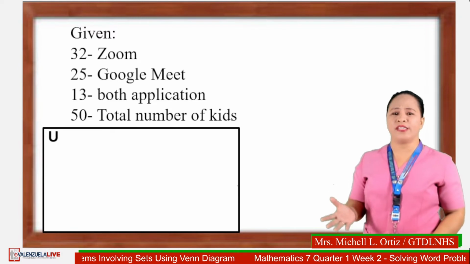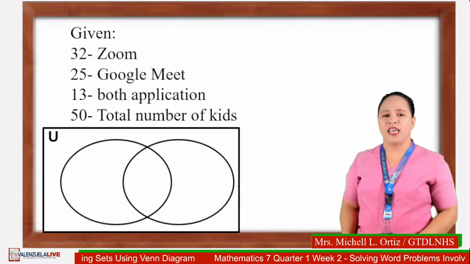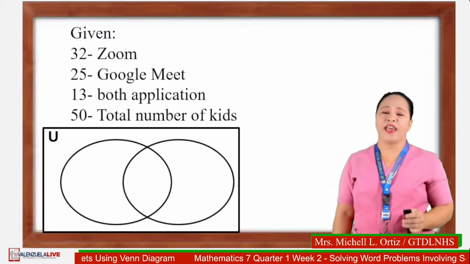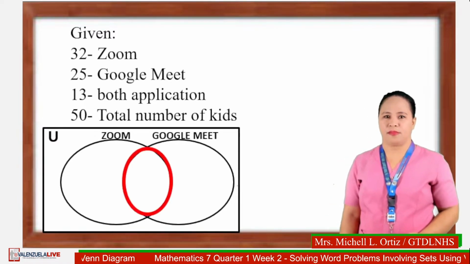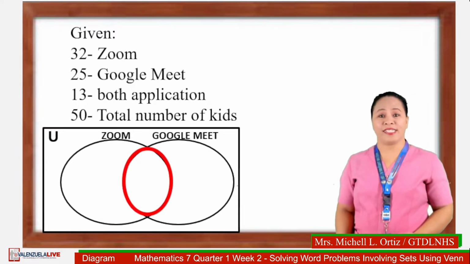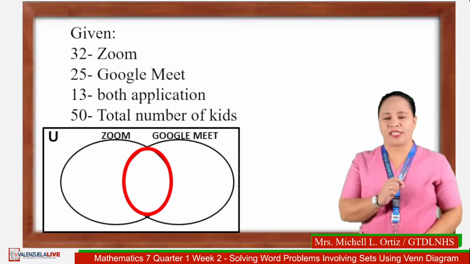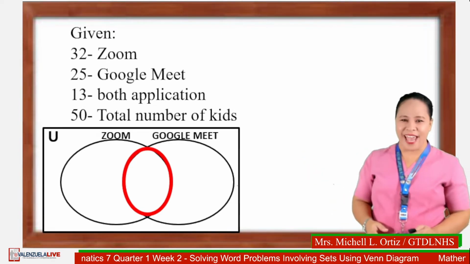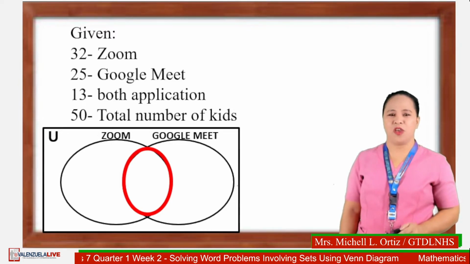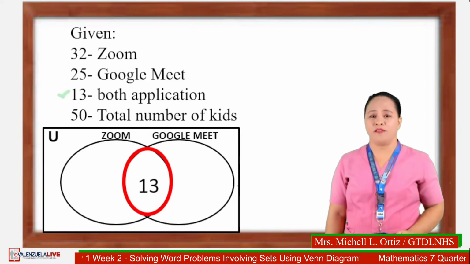Since we have two categories involved, we're going to draw two intersecting circles, one for Zoom and the other one for the Google Meet. Next, we're going to fill in the cardinality of every region, and we will start with the intersection. What do you think is its cardinality? Very good. That region has a cardinality of 13.